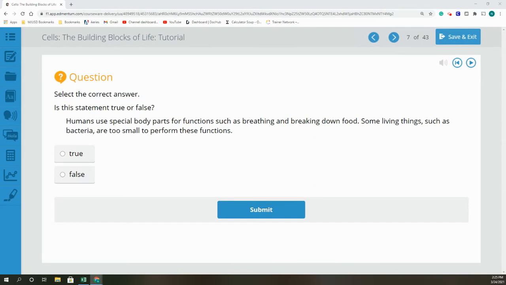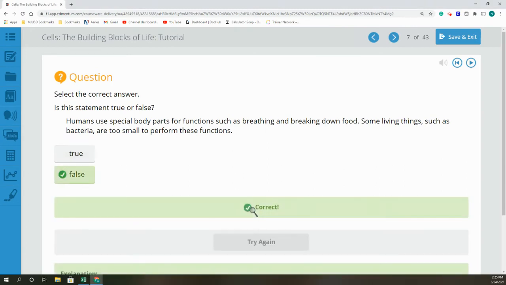In this statement, true or false? Humans use special body parts for functions such as breathing and breaking down food. Some living things, such as bacteria, are too small to perform these functions. That is false. If it is a living thing, it needs to consume food, right? Somehow? All right.